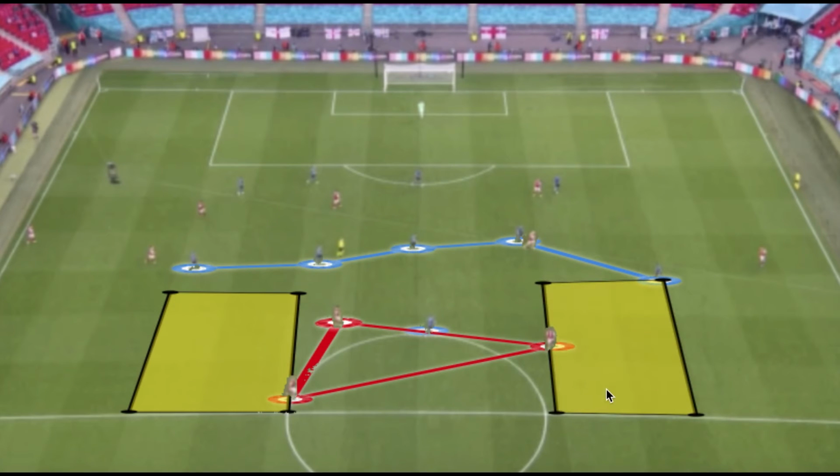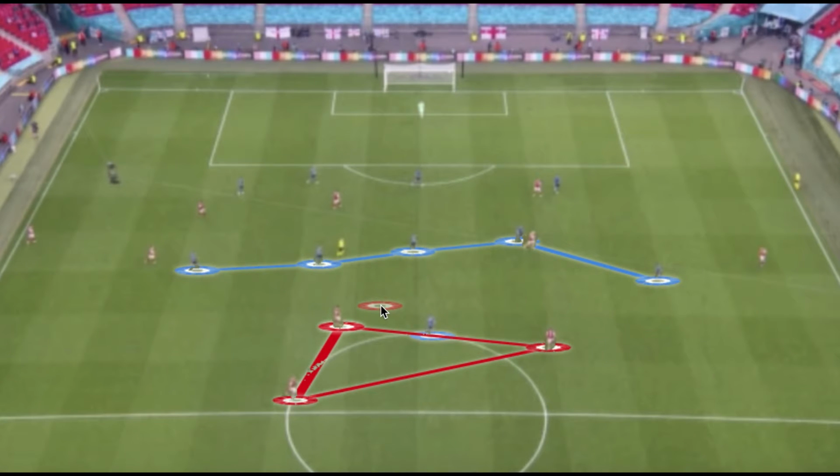So this made Italy very dangerous in transition. Austria had some good transitions as well, but Italy looked a little bit more secure with their rest defense.